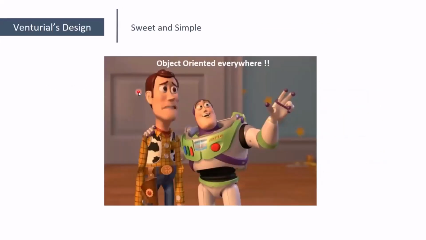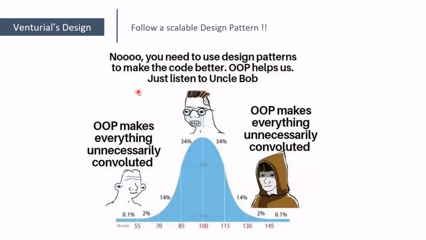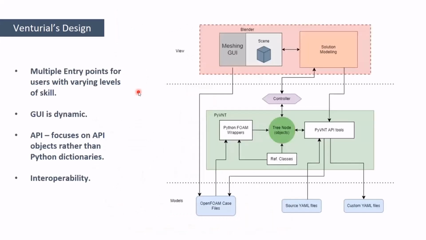And lastly, because I am a developer, I couldn't help but talk about Venturial's design. So we kept it very sweet and simple. It's object-oriented everywhere. And the good thing about object-oriented programming is it's really, really easy to code, but some people find it convoluted. And if you're amongst those people, you're really not my favorite person. But the thing is, we make efficient use of design patterns. The design pattern that we use is a model view controller, and we feel that object-oriented programming helps us. That's basically how Venturial's design works.